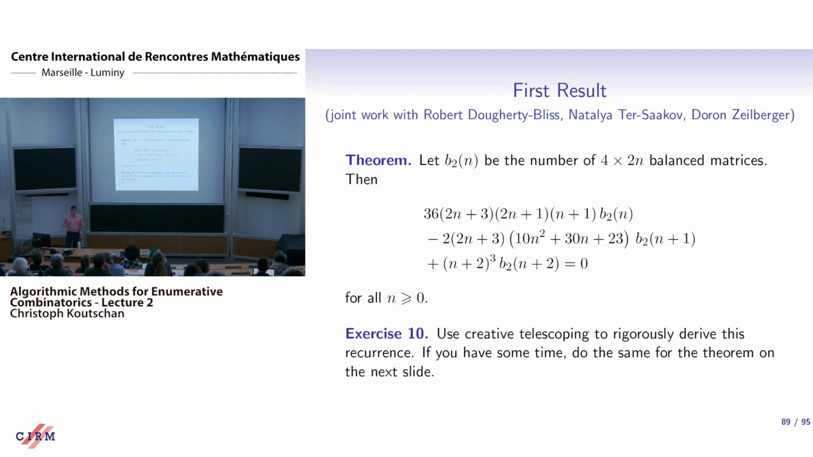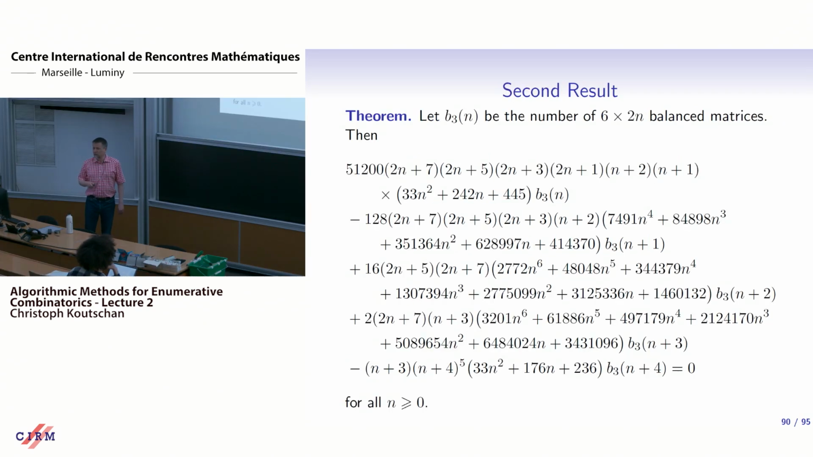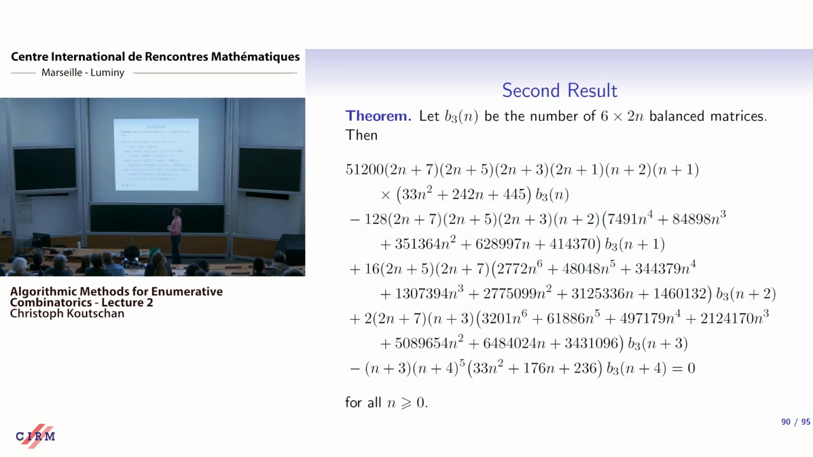And here is an exercise. Derive this recurrence using creative telescoping. If you have a lot of time, you can also do the next case. This one that I showed already. So far we had only a guess. Now, doing this approach with creative telescoping, we can derive this recurrence in a provable, rigorous way.